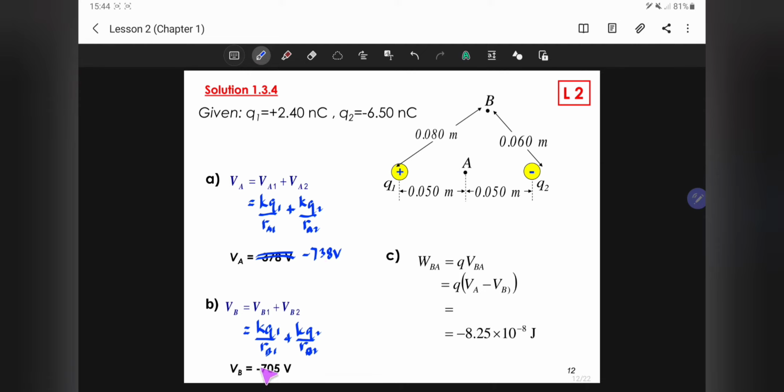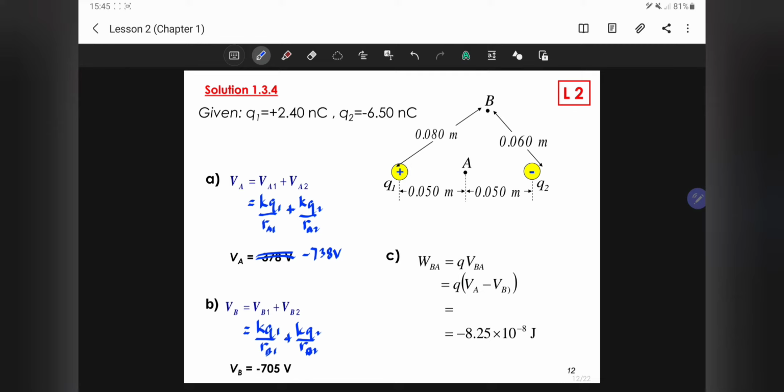Alright, so they ask you to find work. We just locate another charge, which is our test charge on B, and then we move the test charge from B towards A. So the work done from B to A equals Q VBA. But remember, for VBA, it must be V final minus V initial. So VBA must be VA minus VB. Remember, V final minus V initial, because we start at point B and finish at point A. So this is final and this is initial.